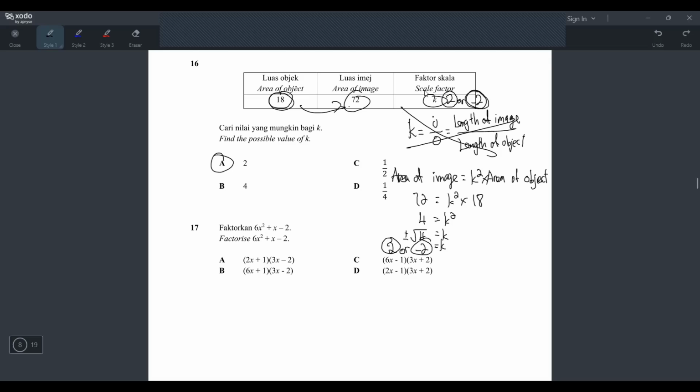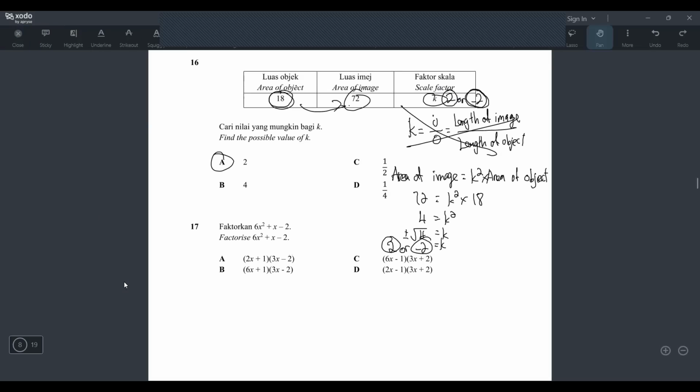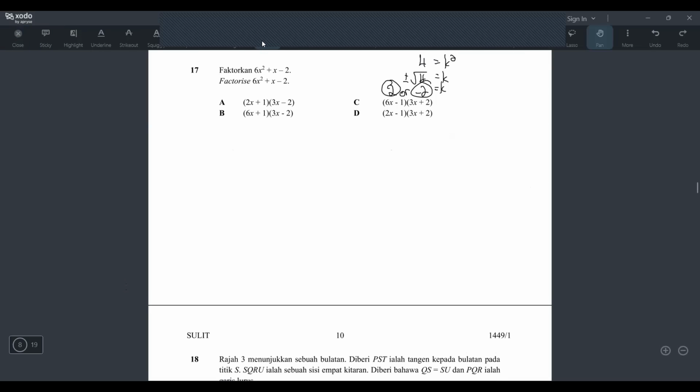I don't know if you remember or not. If scale factor is positive 2, it means getting bigger, but the object and image are on the same side. But if scale factor is negative 2, it still means that the image is getting bigger but on the opposite side. But since this is objective, the only answer is A. If this is subjective, I want to see you write 2 answers, 2 and negative 2. All right, so that's the correct way to do it.